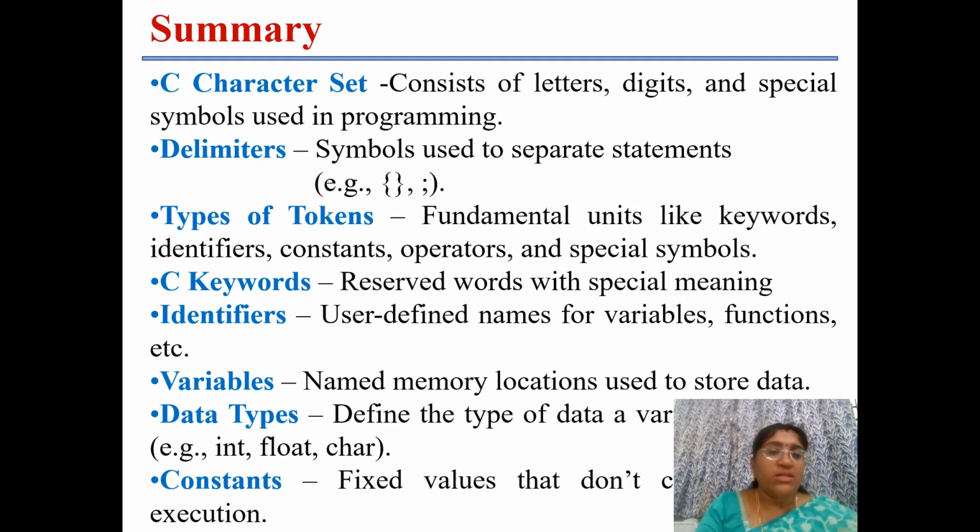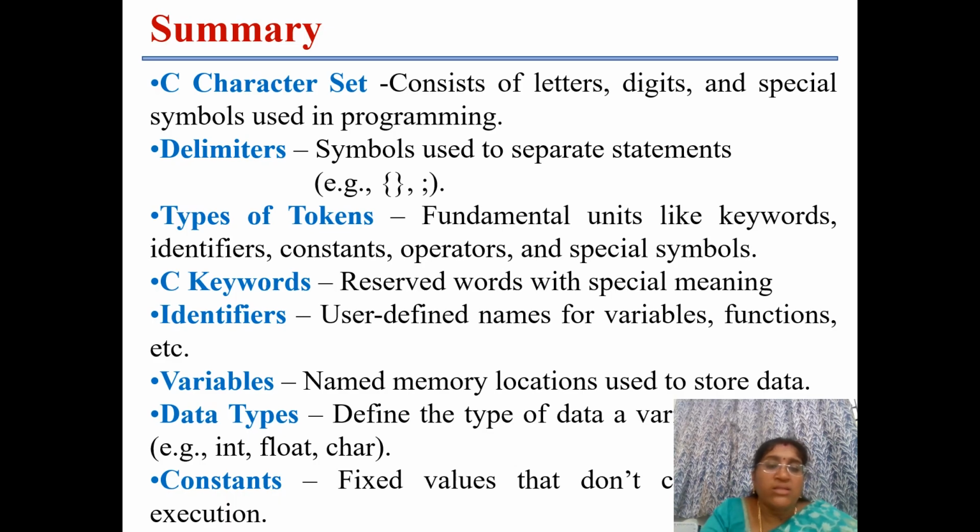Tokens are the smallest elements in a C program. They include keywords, identifiers, constants, operators, and special symbols. An identifier is a name given by the programmer to elements like variables and functions. The rules for declaring an identifier: a variable should start with a letter or underscore. It should not start with a number or a special character. Spaces and hyphens are not allowed. Only the special symbol underscore is allowed when declaring a variable.